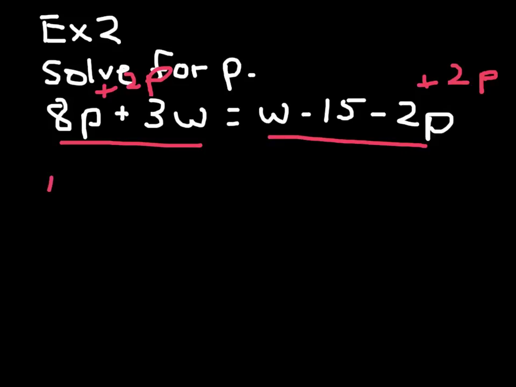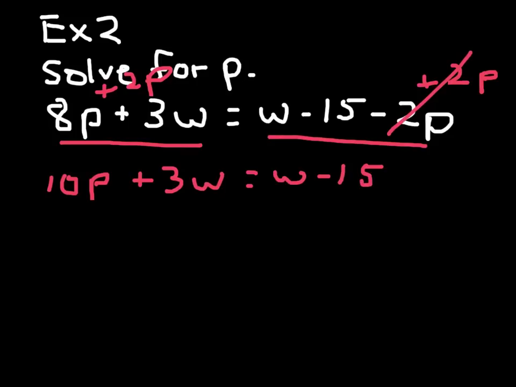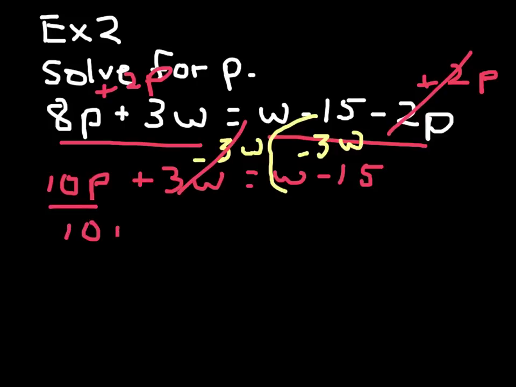So now I have 10p plus 3w equals w minus 15. All right, now solve it for p. Get 10p by itself first. All right, they're adding 3w. We're going to subtract 3w. And notice I subtracted 3w right next to this w right there, because those are like terms. So let's see, these cancel out. So I have 10p is equal to 1w minus 3w, which is a negative 2w, minus the 15.